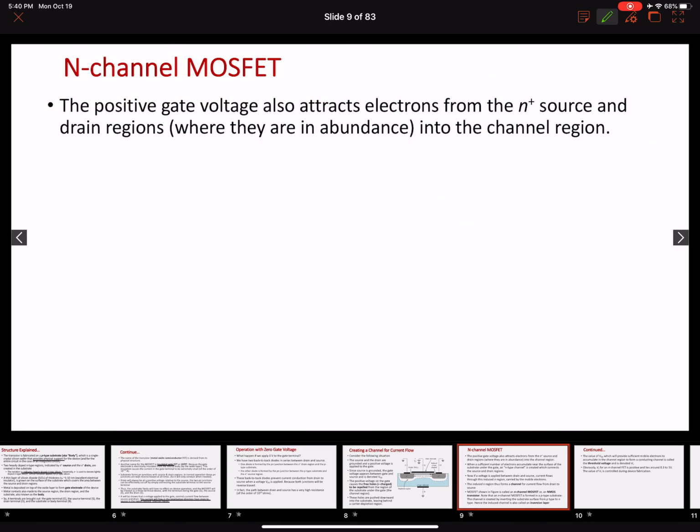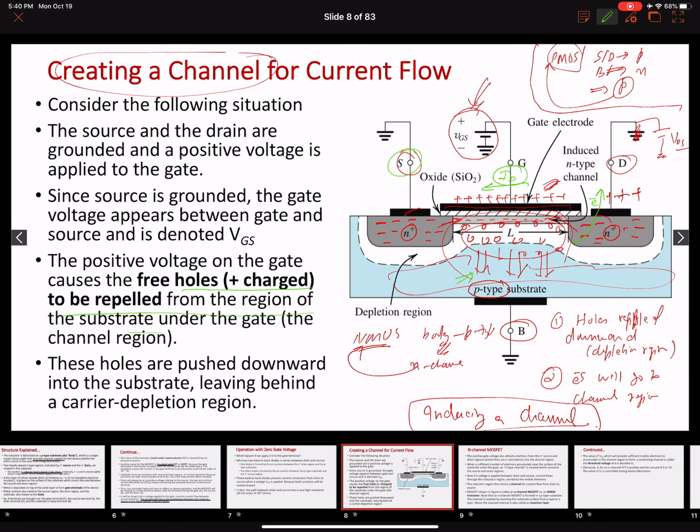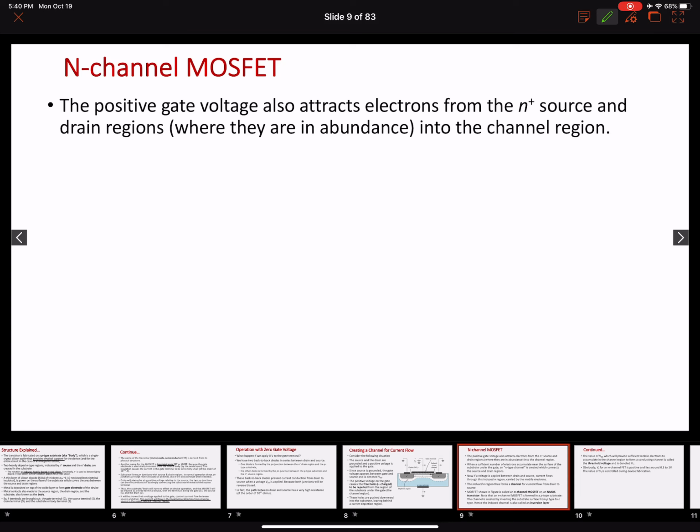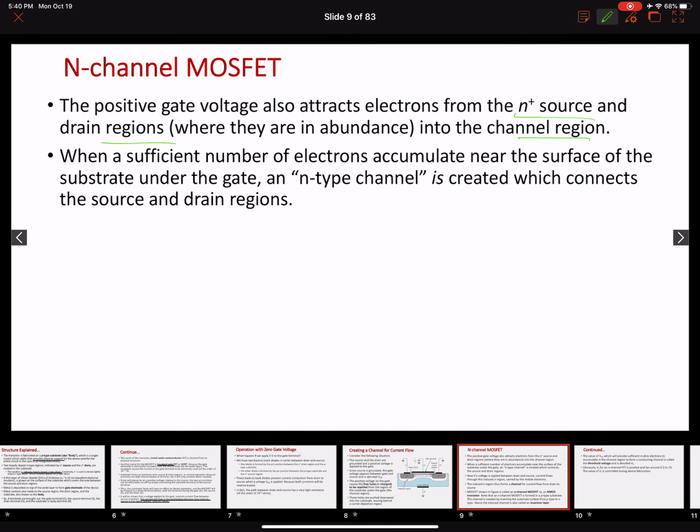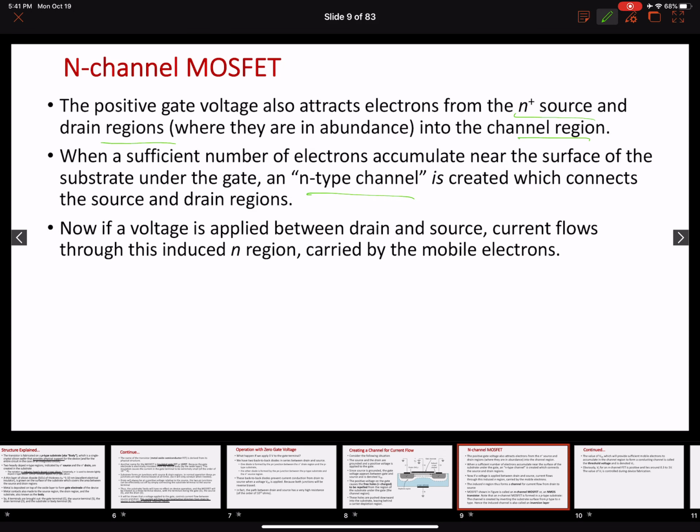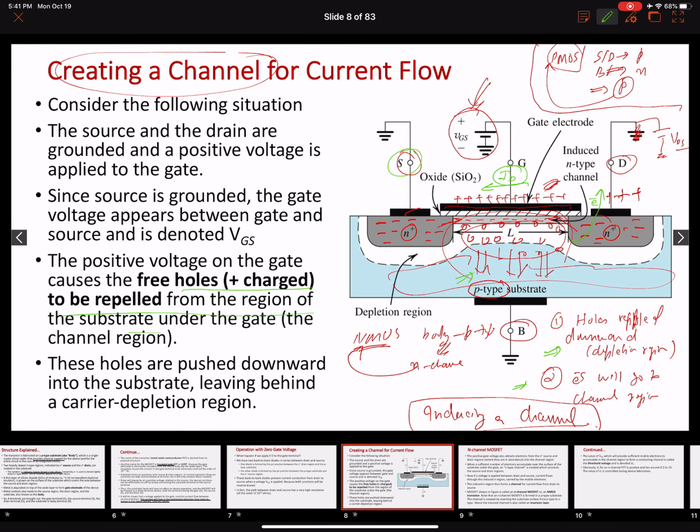So once the depletion region is created, the second step is that the electrons from the source and the drain are attracted towards the channel region, right? So the electrons from the source and the drain end up in the channel region. That is why it is called an N channel. We talked about this.